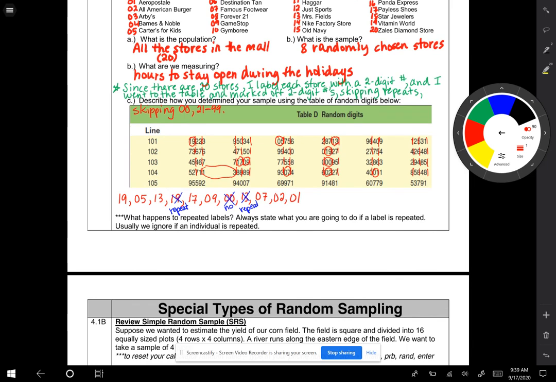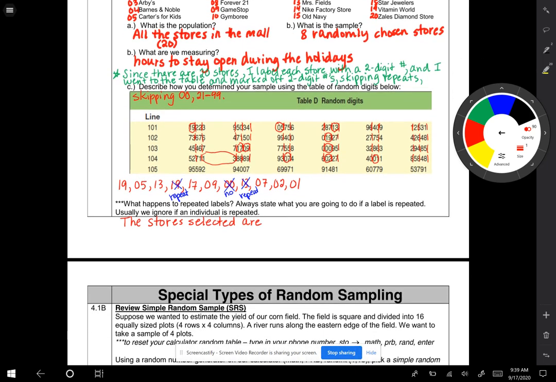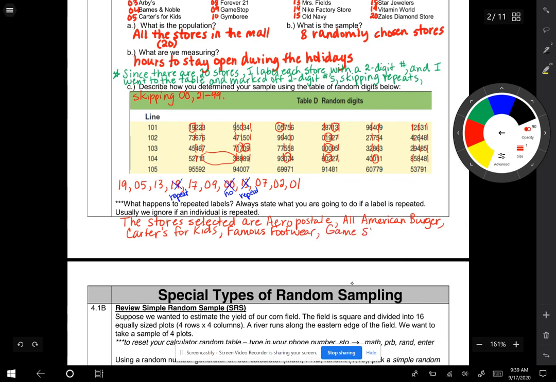So in our conclusion, we can say the stores selected are, and you can go ahead and circle them or just write them down here, Aeropostale, All American Burger, Carter's for Kids, Famous Footwear, GameStop, Mrs. Fields, Payless Shoes, and Vitamin World.